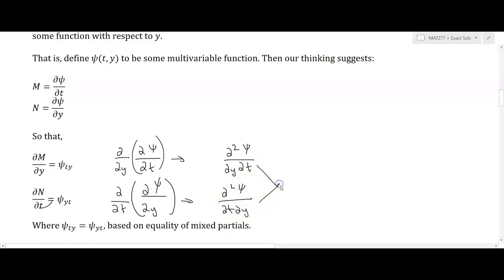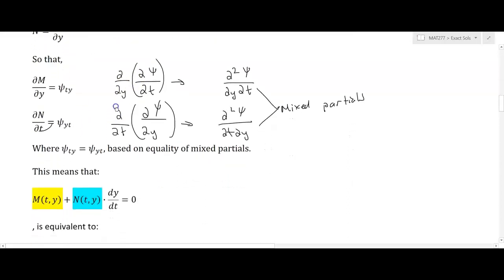And since these are mixed partials, they should be equal. Now we're just making some speculation here. We're not saying this is always going to be true, but we're making an observation that it was true in this case. If it's not true, well, maybe we can try to figure out how to get it so that they are, M and N are some partial derivatives of the same function.